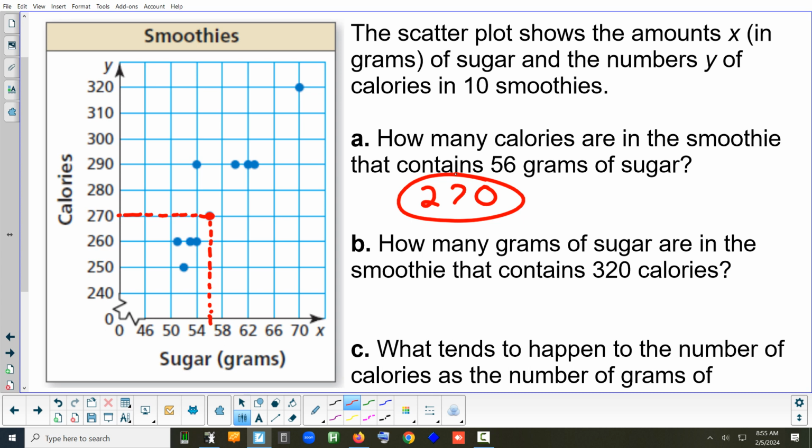All right, now part B, it's kind of the reverse question. Look at the smoothie that has 320 calories. How many grams of sugar does that one have? Okay. Where's the smoothie that has 320 calories? The top. The top, yeah, it's all the way at the top right. Okay, so here's the smoothie with 320 calories. Now, how would I figure out how many grams of sugar are in that one, using the chart? Yeah, now you follow it down. So that one has how many grams of sugar? 70. Yep, so that one has 70.